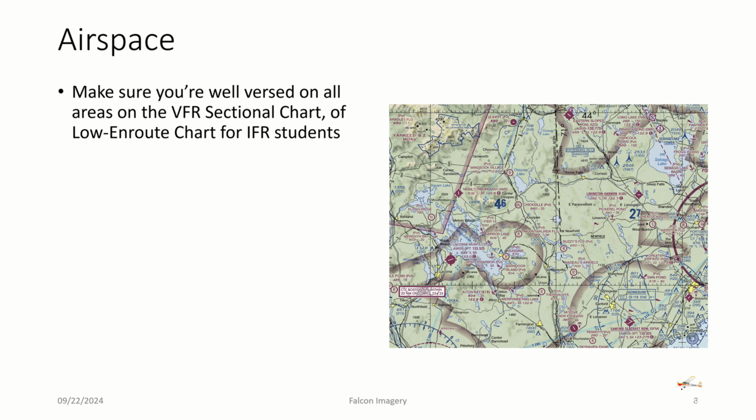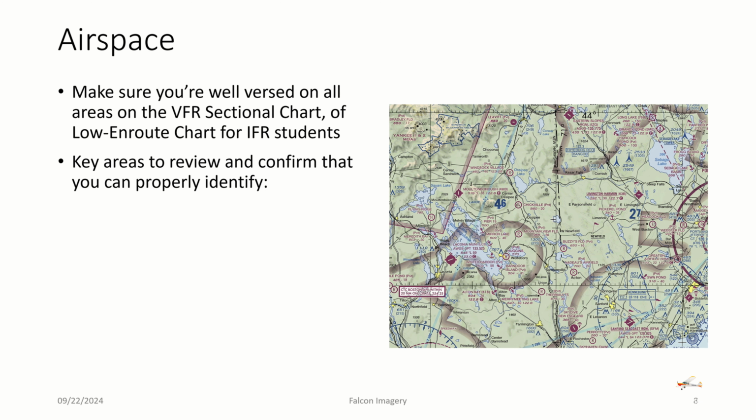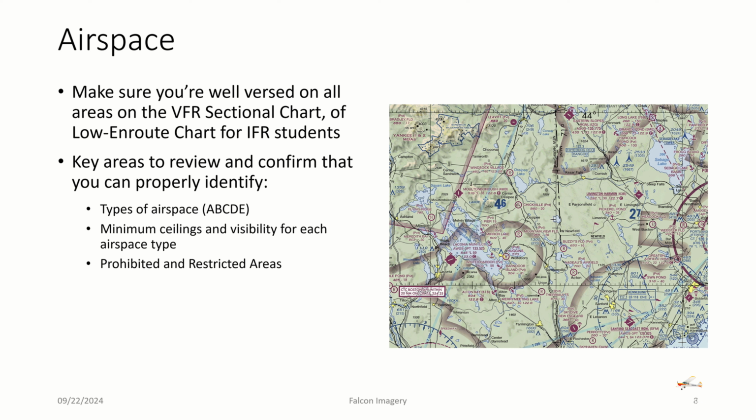And the next area is airspace. So make sure you're well versed in all areas on the VFR sectional chart, or low en route charts for IFR students. Key areas to review and confirm that you can properly identify would be types of airspace, Alpha, Bravo, Charlie, Delta, and Echo, the minimum ceilings and visibility for each airspace type, prohibited and restricted areas, ADIZ, air defense zone, warning areas, TFRs, and SFRAs and freeze zones.